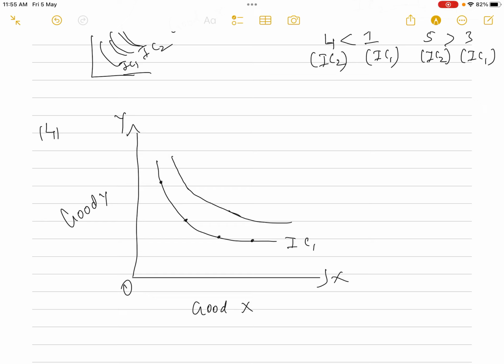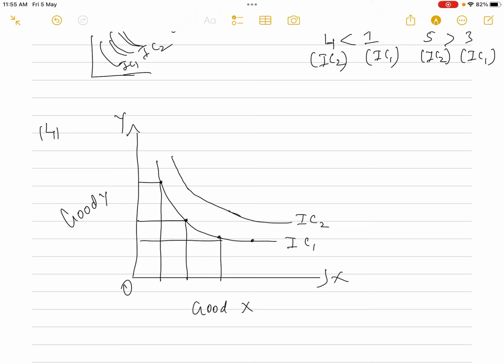This is parallel, it's not intersecting. He can move to IC2. Assume the income of the consumer has increased. Still he is sacrificing one commodity, reducing the consumption of one commodity in order to get another commodity. Still it is negative sloping only. But since his income has increased, he can move from IC1 to IC2. Now you can see that on IC1, this is the quantity of commodity X and commodity Y he can purchase.